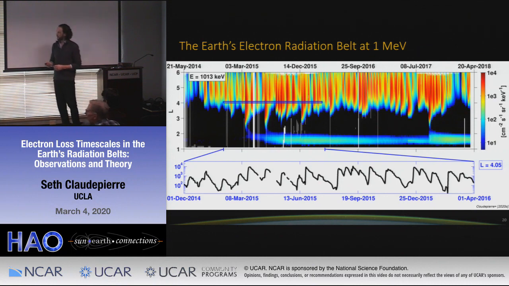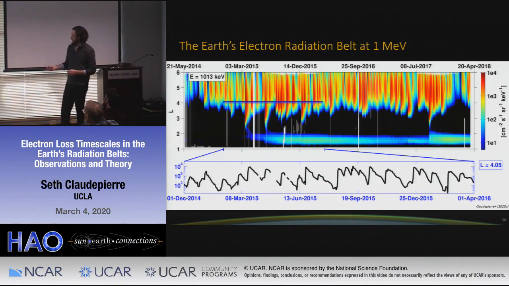Okay, so how do we do that? This is just taking a slice through this figure at about L of 4, looking at the flux time series here. And your eye, when you look at this, is immediately drawn to a couple of things. We have these very rapid, sharp increases in the flux, these quick acceleration events where the fluxes go up a couple of orders of magnitude in a time scale of, say, 1 day or less.